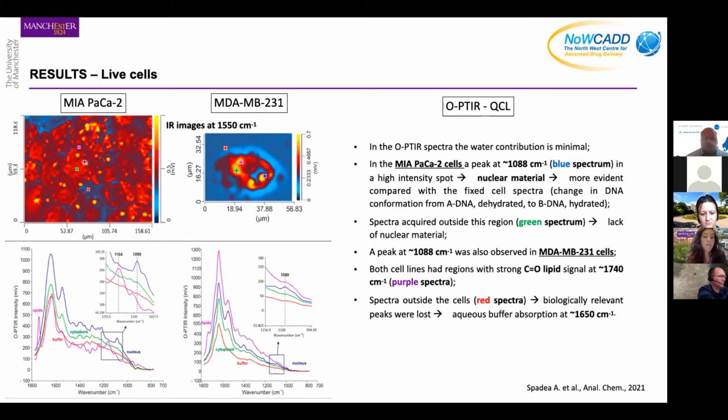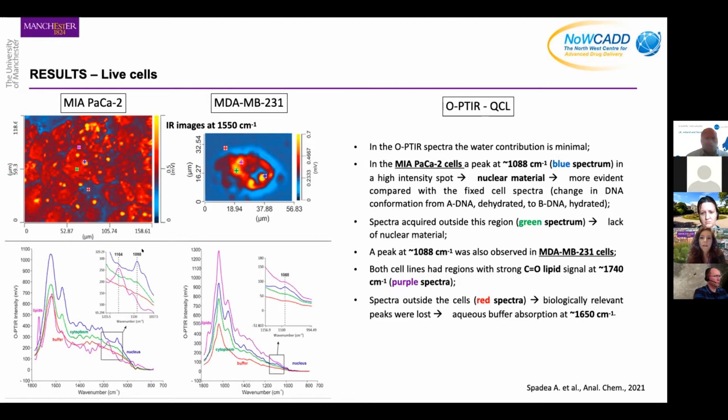And I again performed a hyperspectral analysis and selected a few spectra just to check the differences. With the MIA-PACA, in the blue spot, which I took from a high intensity region, it was possible to observe a nice peak at 1088, which is telling us that we are in the presence of nuclear material. And this is a very important finding because I wasn't able to see this peak in a fixed sample, but I am able to see it in live cells.